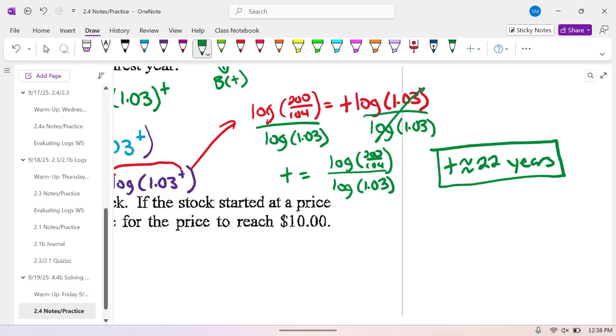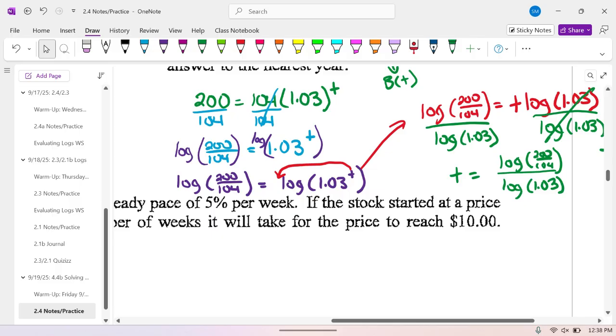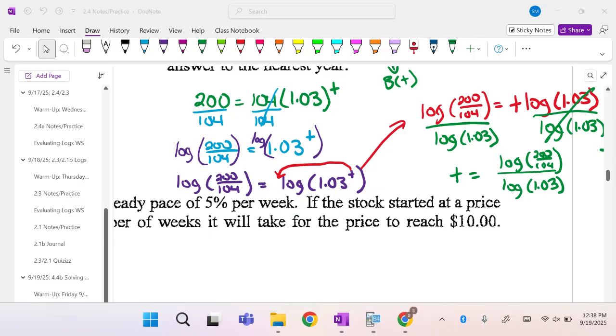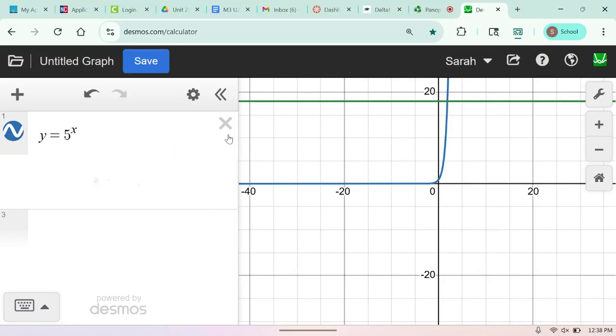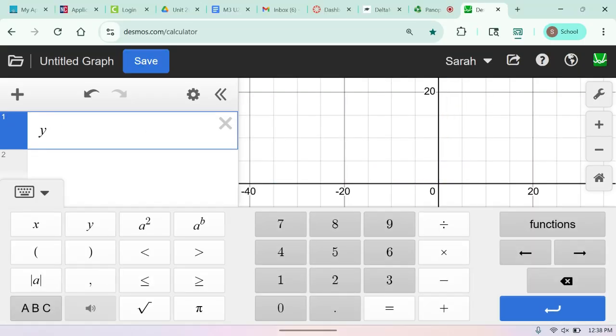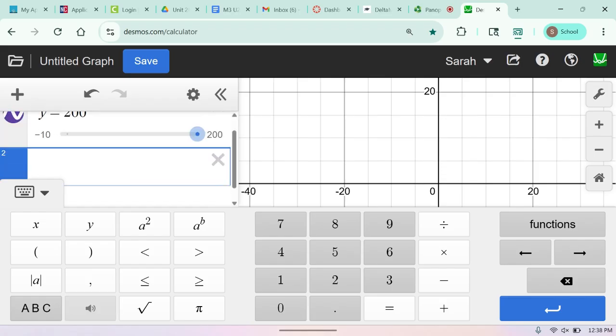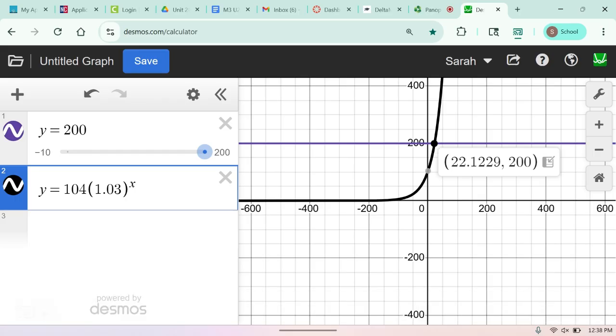Now, again, if you completely forget how to do all that or you need to check yourself, put what we originally started with into Desmos. Let me just do that really quickly to show you. I have y is equal to 200. And then y is equal to 104 times 1.03 raised to the, let's call it the x power, because it doesn't really matter what variable's there. I'm going to zoom out until I see it. So right here, is that x value not exactly what we got?